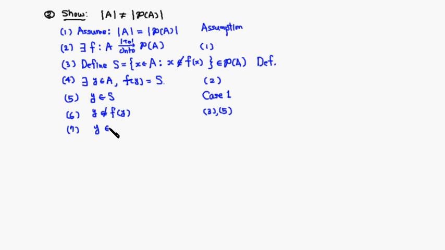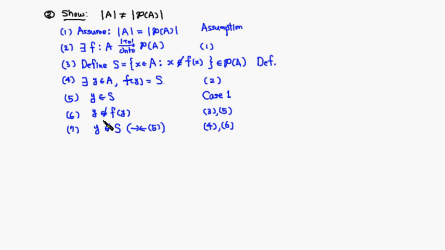y cannot be in S, which is a contradiction, because look at line 5: y is supposed to be in S. So if y is in S, then it actually implies that y cannot be in S. So that's a contradiction. This contradicts line 5, but this came from combining line 4 and line 6. So we got in trouble in case 1, so y cannot be in S. How about the other case?